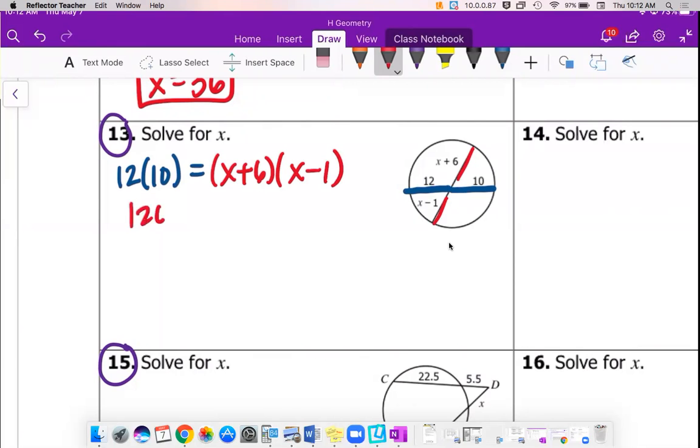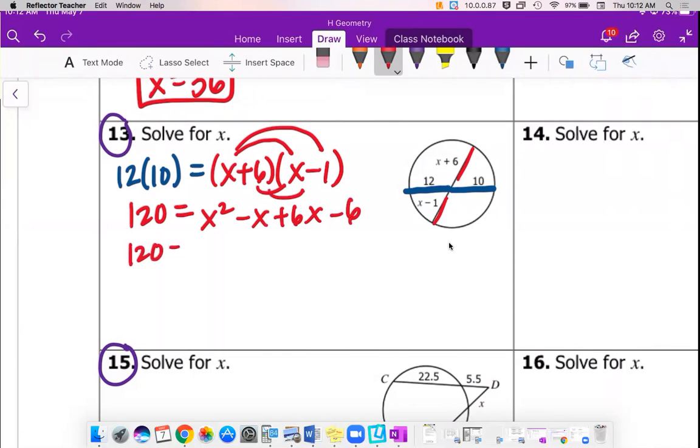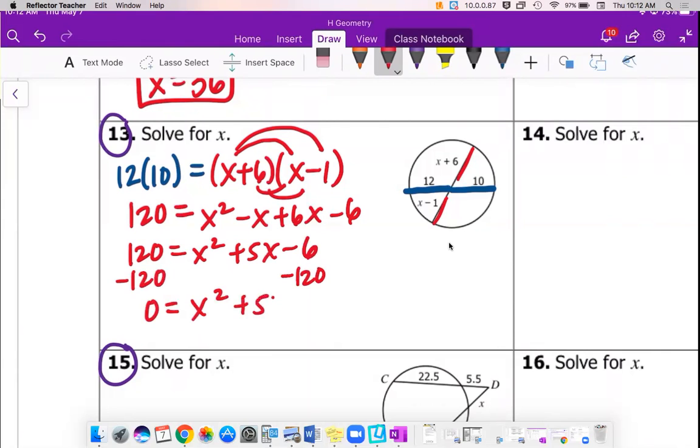So this becomes 120 equals, now over here, you have to distribute. So x times x is x squared. This is negative x, positive 6x, negative 6. So we've got 120 equals x squared plus 5x minus 6. Now, as soon as you see the x squared and the x, you know you're going to have to factor. So what we need is we need this equation to equal 0. So I'm going to subtract 120 from both sides. So we'll get 0 equals x squared plus 5x minus 126.